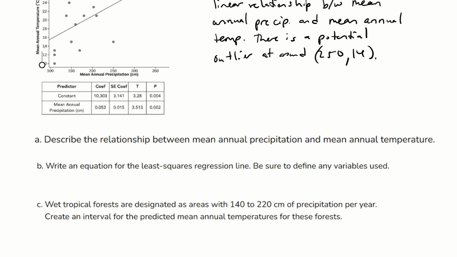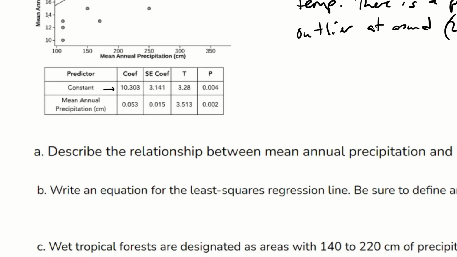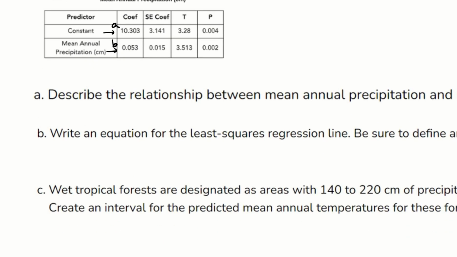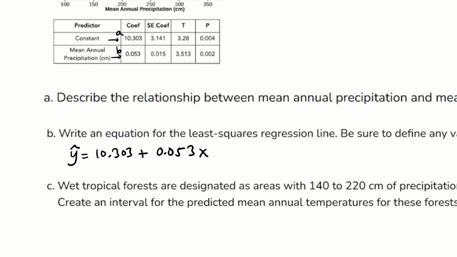Write an equation for the least squares regression line. Be sure to define any variables. Okay, so now they give us the computer output. This constant indicates our a, this indicates our b. All right, so y hat equals 10.303 plus 0.053x. That's our equation, okay? x is equal to mean annual temperature, y hat equals predicted. Oh, this is precipitation, sorry. So x is precipitation and y hat is temperature.